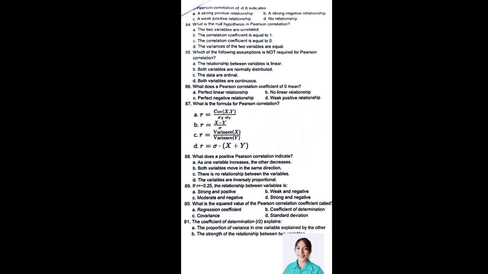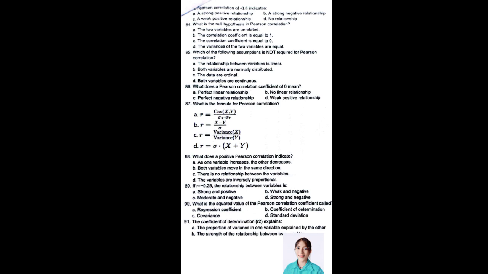Number 84. So what is the null hypothesis in Pearson correlation? The null hypothesis in Pearson correlation is that the correlation coefficient is equal to 0. So that's option C.